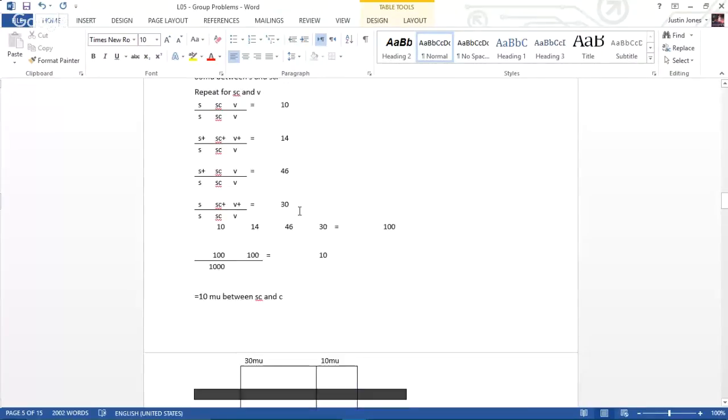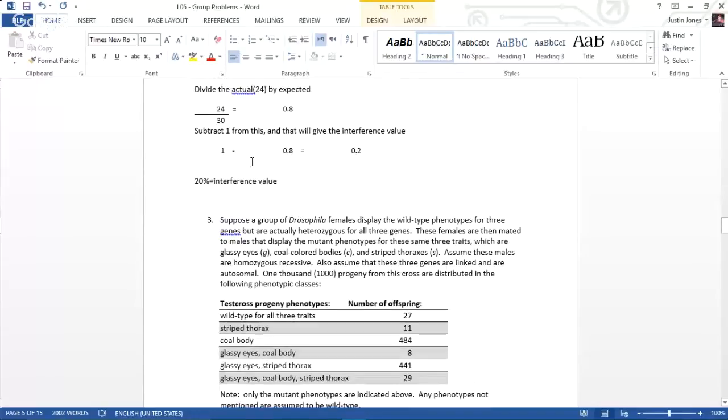So let's add those two. 10 plus 14 is 24. So 24 divided by 30 equals 0.8. 1 minus 0.8 equals 0.2, or 20% interference value.